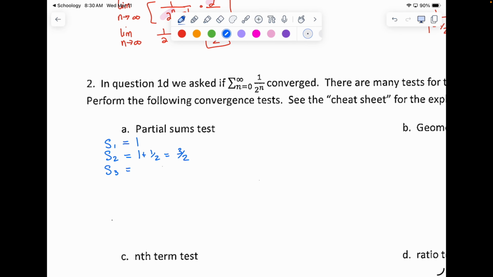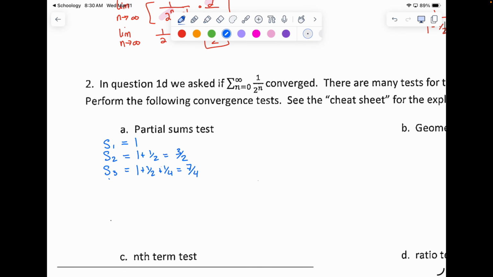Our next sum, we have all of our previous stuff. So 1 plus 1/2 plus our next one, 1/4. So 3/2 plus 1/4, which is 6/4 plus 1/4 is 7/4. Our next sum, 1 plus 1/2 plus 1/4 plus 1/8, sorry. So 7/4 plus 1/8, 7 times 2 is 14 plus another one. So I got 15/8.